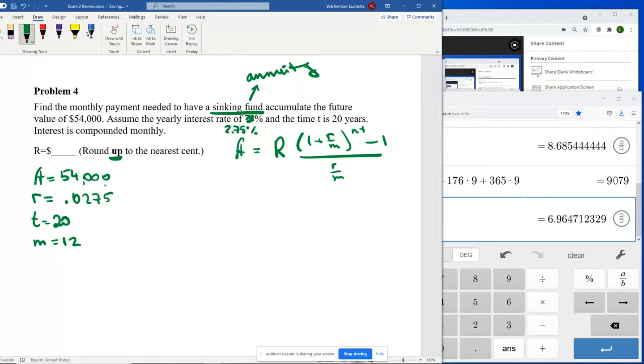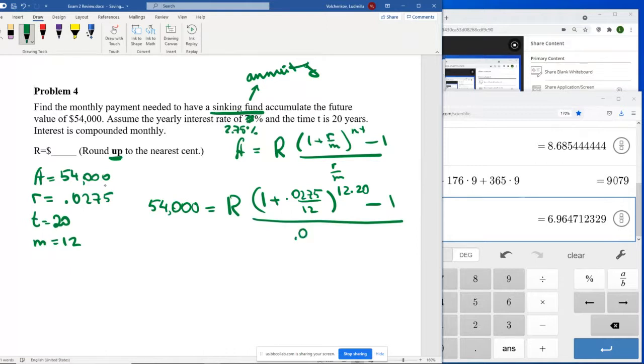And we substitute the numbers into the formula. 54,000 goes to the left. Then we have our unknown regular payment, and then substitute 1 plus r over m, 0.0275 over 12. We raise it to the power 12 times 20, subtract 1, and divide by 0.0275 over 12.